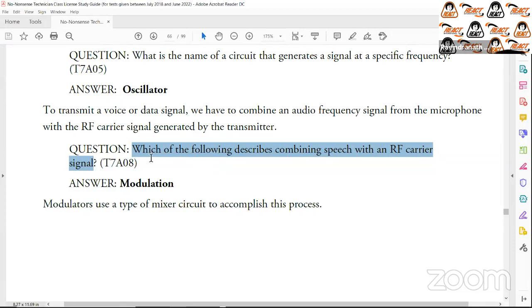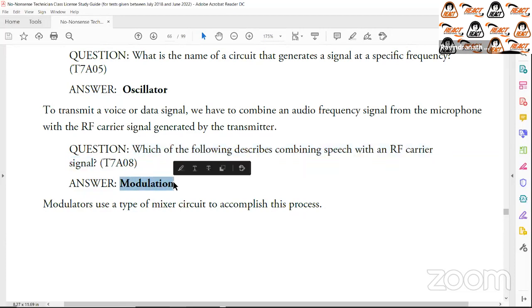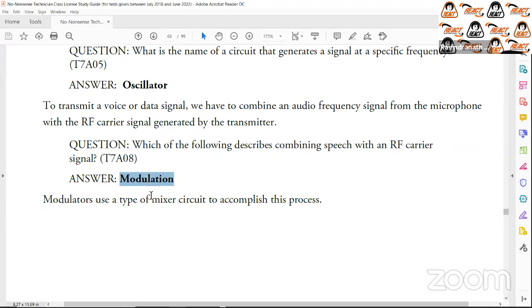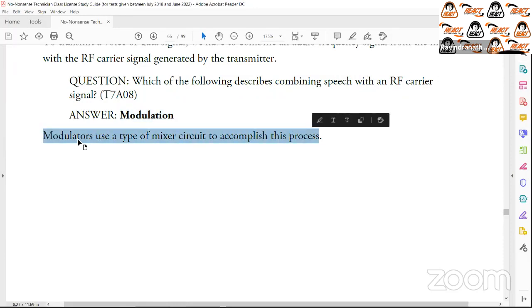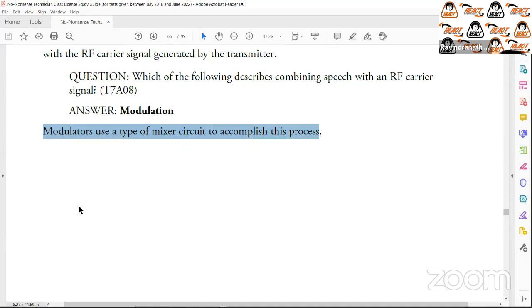So the process that describes combining speech or audio or voice with the carrier signal that's generated in your radio is called modulation. Remember we said we had digital modulation, amplitude modulation, frequency modulation. So all of them are modulation. Oh, and they give us this little note here that modulators are actually a type of mixer circuit, or it uses a mixer circuit to accomplish the process.